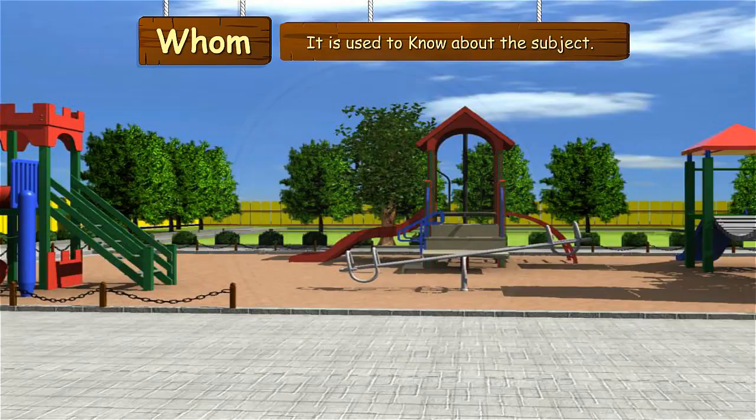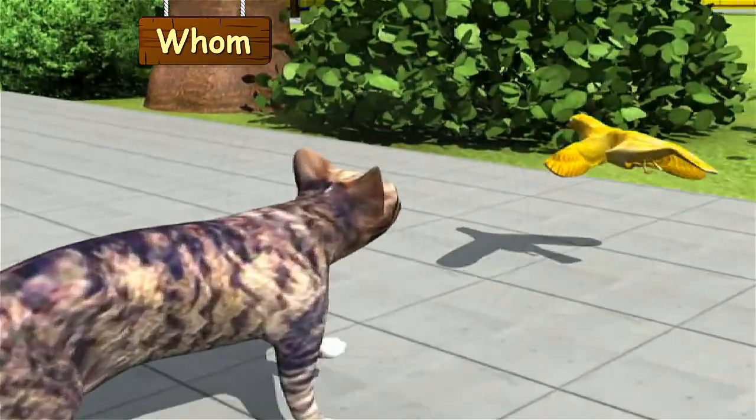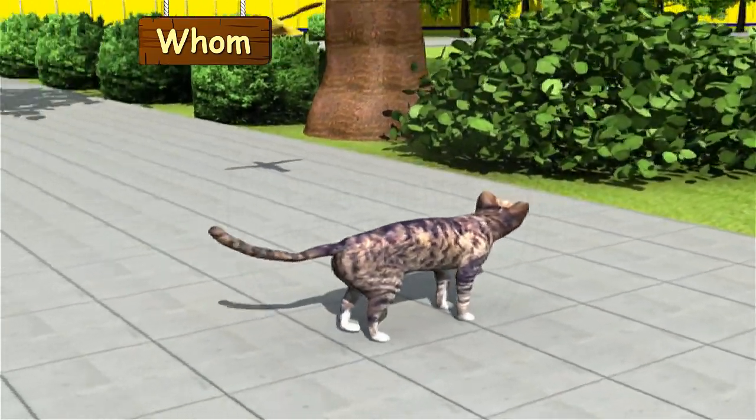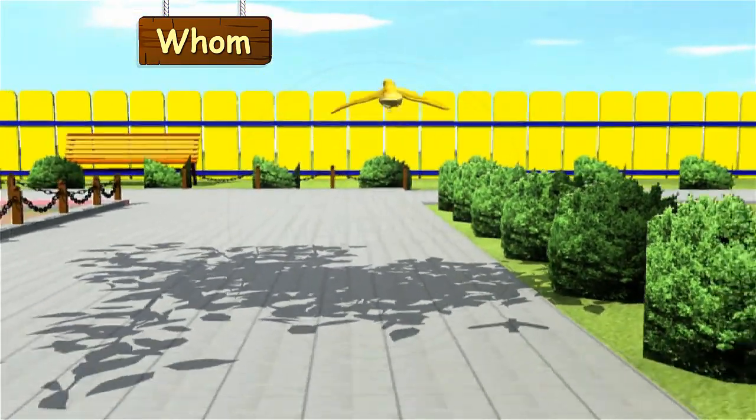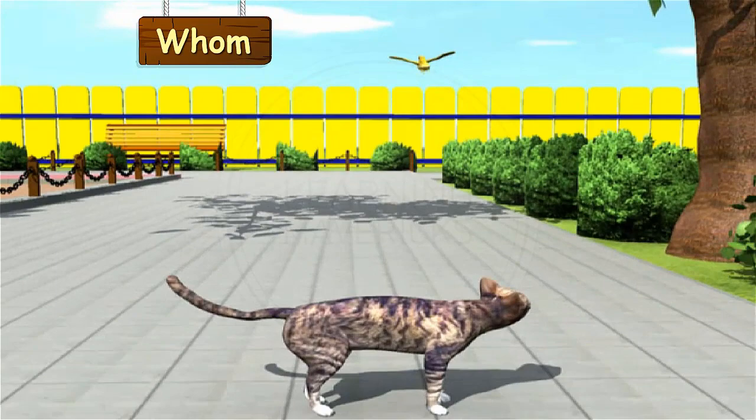Whom is used to know about the object. In the question, whom is the cat trying to catch? Whom is the object to the subject cat. Here whom refers to the bird which the cat was trying to catch.